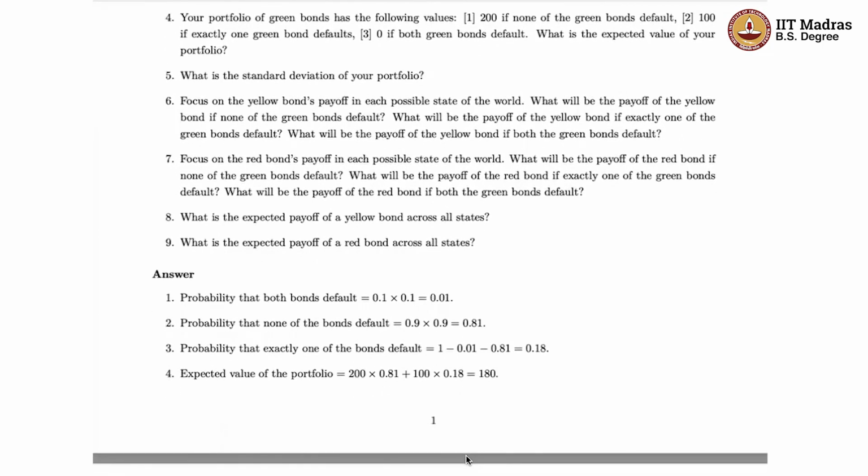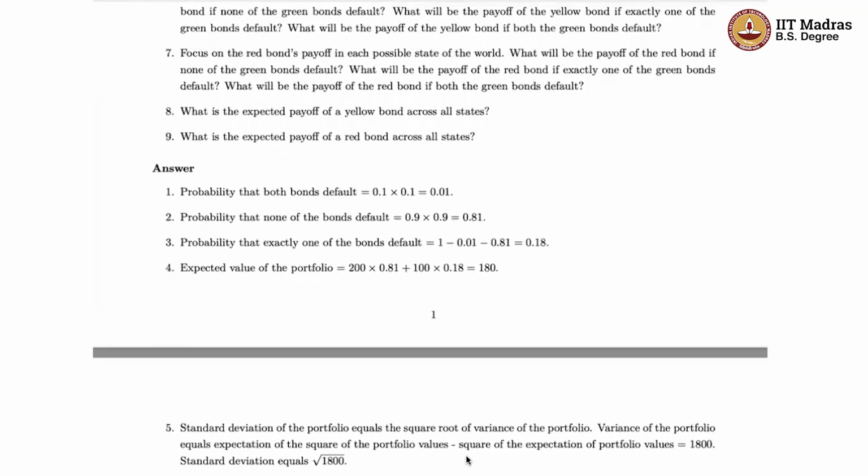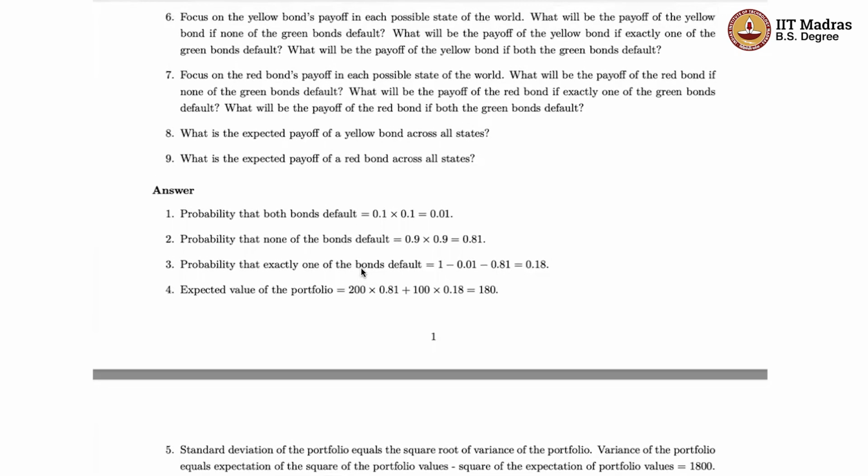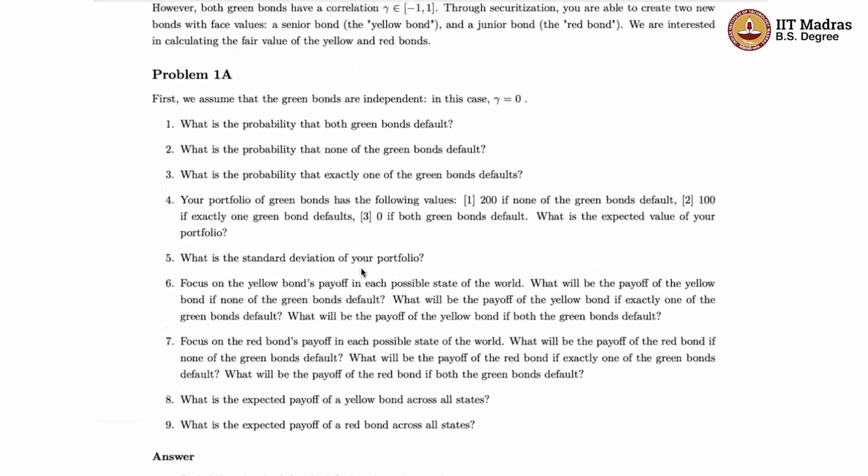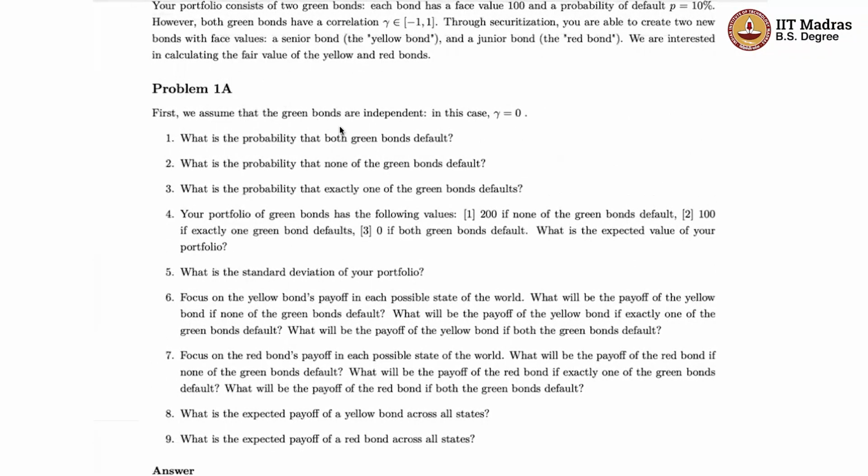Okay. You can also calculate the standard deviation with the same probabilities. You go back to your basic probability. The standard deviation is equal to the square root of the variance. Variance can be calculated as the expectation of the square of the portfolio values minus the square of the expectation of the portfolio values. If you go ahead and do the calculation, the variance will be 1800, and therefore the standard deviation is the square root of 1800. I will let you do the calculations on your own. Okay, so this is what was happening with the green bonds.